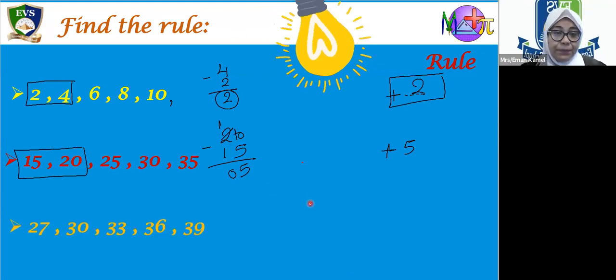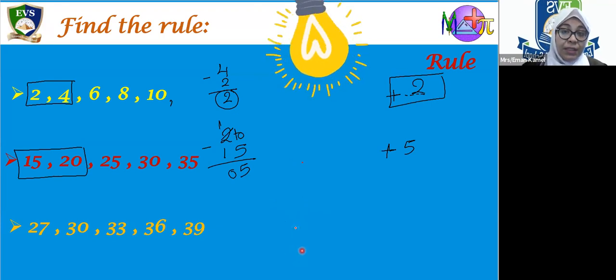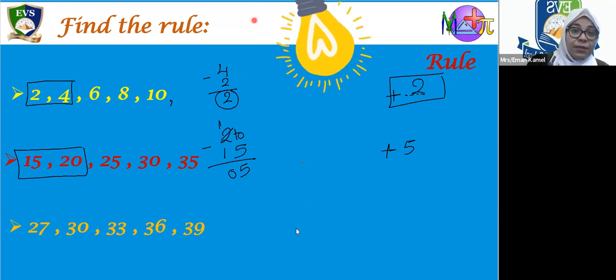After that, the last question. Quickly think and send me the answer on the chat. 27, 30, 33, 36, 39. I need the rule.